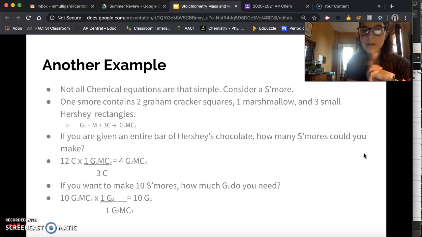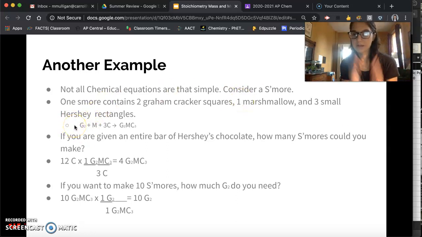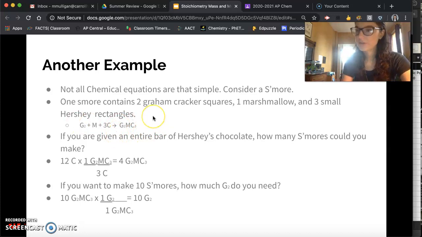For one s'more, you're going to have 2 graham cracker squares, 1 marshmallow, and then 3 of those small Hershey rectangles. I represent the graham cracker as G2 because 1 graham cracker rectangle contains 2 graham squares. That's just an example of a diatomic element in s'mores. Plus a marshmallow and then plus 3 chocolate rectangles would give you your s'more, which is G2MC3.